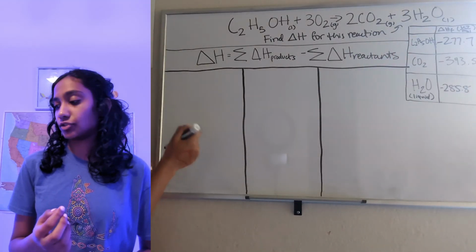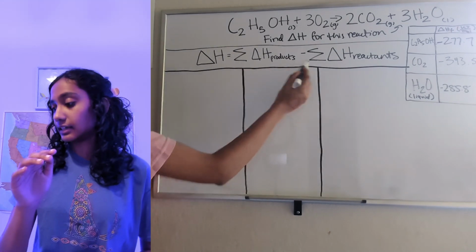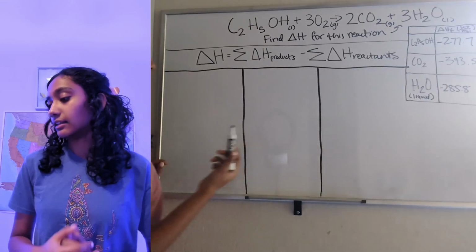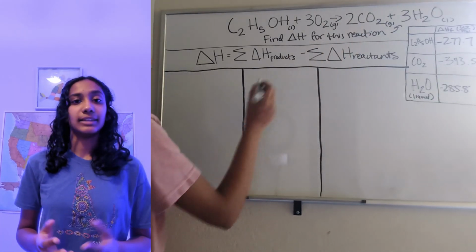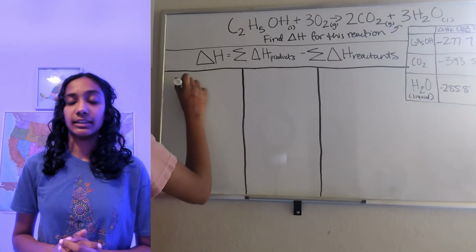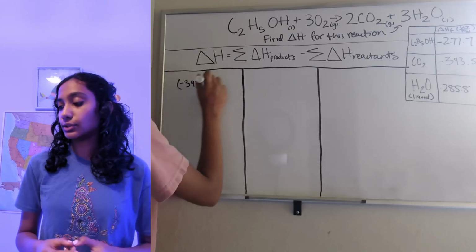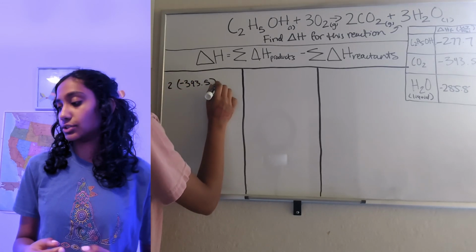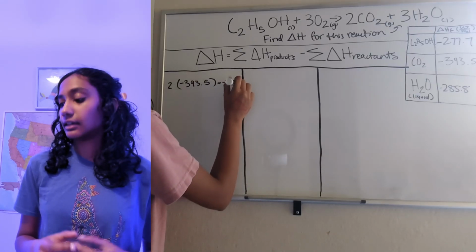So, to find the delta H for this reaction, we need to find the sum of the delta H's for the products and subtract the sum of the delta H's from the reactants. Let's start with the products, specifically CO2. CO2 has a heat of formation of negative 393.5 kilojoules per mole. There are 2 moles of CO2, so we multiply this by 2. Negative 393.5 times 2 equals negative 787 kilojoules per mole.